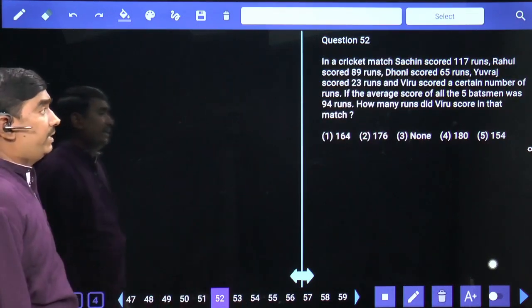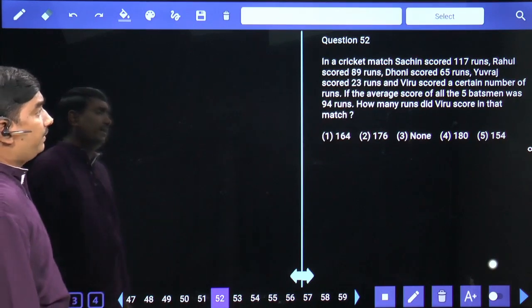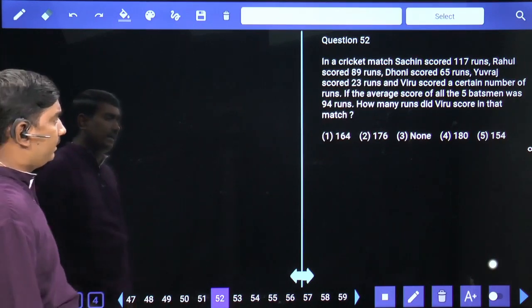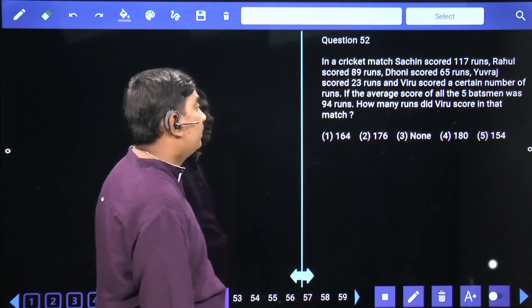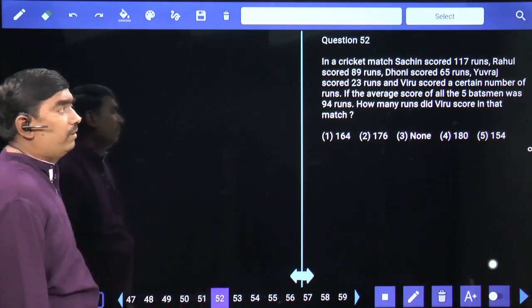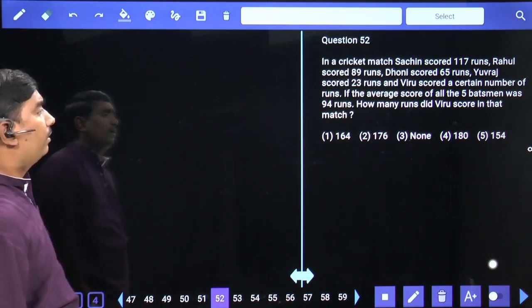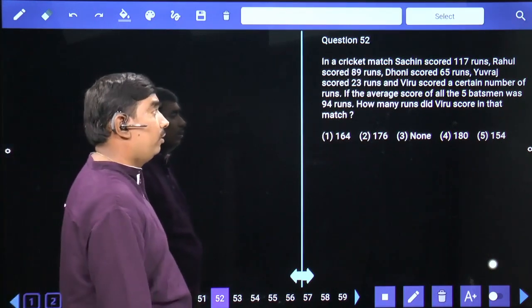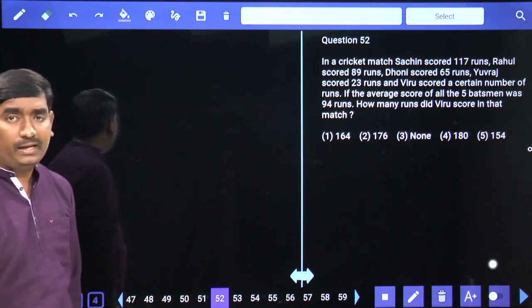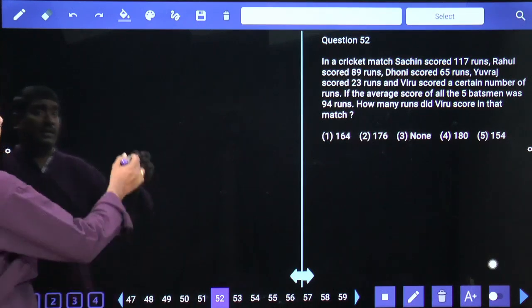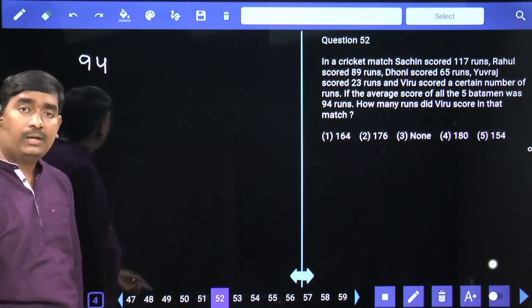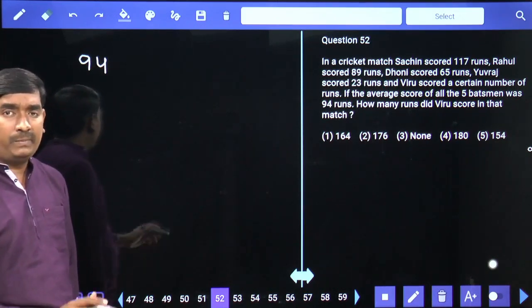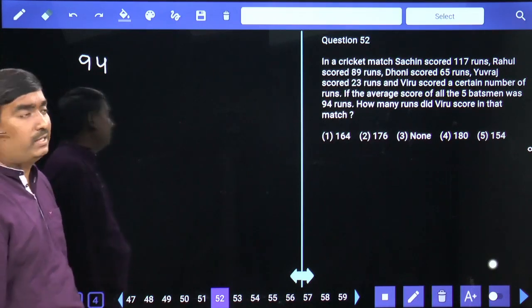In a cricket match, Sachin scored 117 runs, Rahul scored 89 runs, Dhoni scored 65 runs, Yuvraj scored 23 runs, and Viru scored a certain number of runs. The average score of all the 5 batsmen was 94. How many did Viru score in that match? Average score 94 means on average every batsman is 94, 94, 94, 94, 94. Viru also 94, if the remaining 4 batsmen's scores are 94.